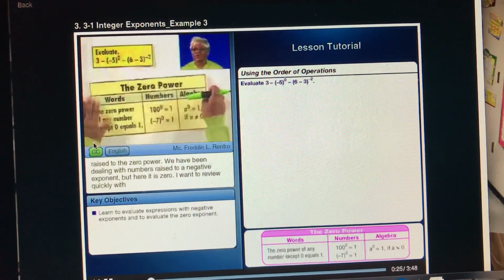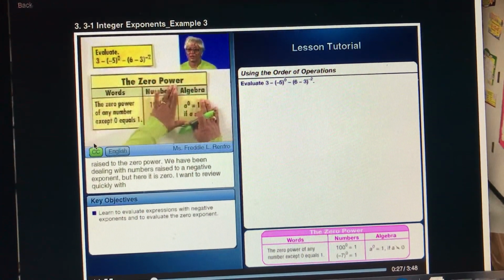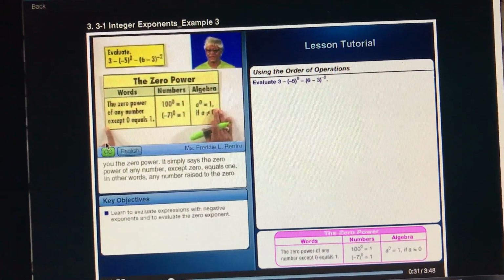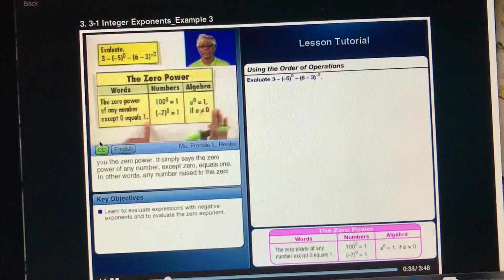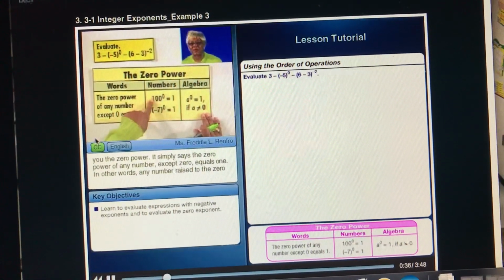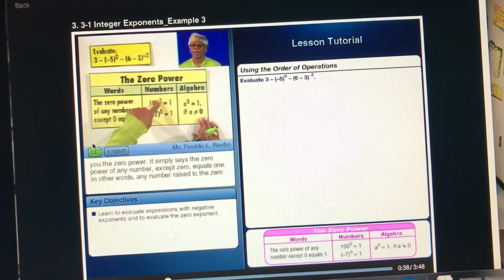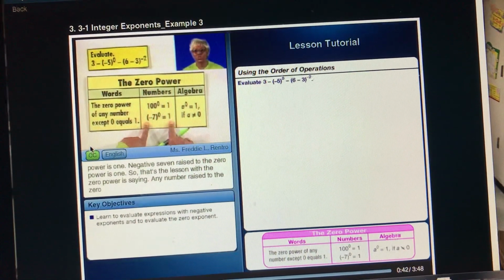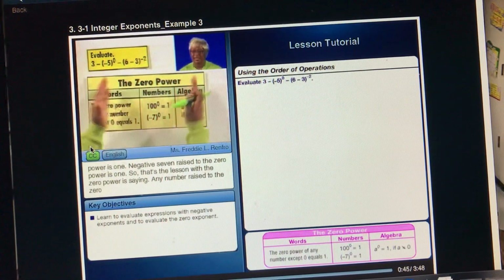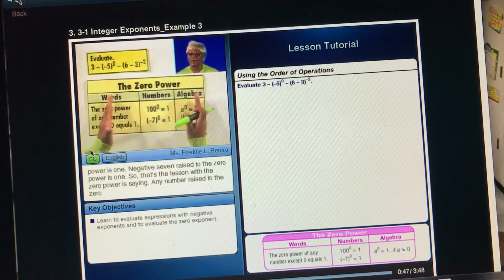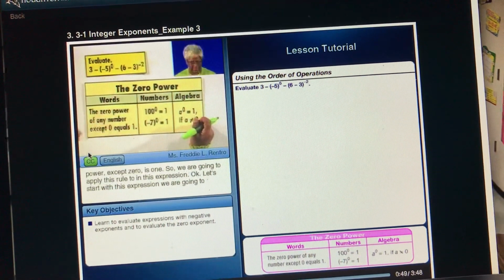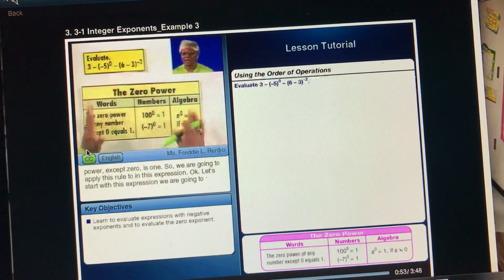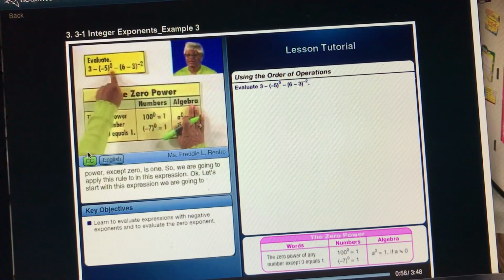I want to review very quickly with you the 0 power. It simply says the 0 power of any number except 0 equals 1. In other words, any number raised to the 0 power is 1. Negative 7 raised to the 0 power is 1. So that's in essence what the 0 power is saying. Any number raised to the 0 power except 0 is equal to 1. So we're going to have to apply this rule in this expression.